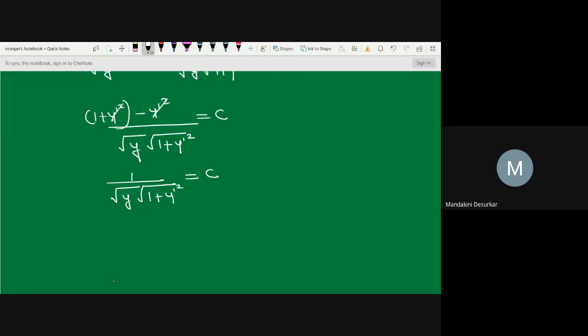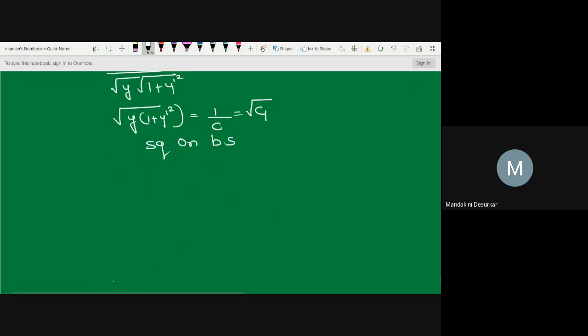Now, root of y into root of 1 plus y dash square, I can also write, is equal to 1 upon c, which I can write as root of c1. Let me call this constant c1, so that when I square, I will not get anything with square and all. I'll directly get the constant on both sides. y into 1 plus y dash square is equal to c1.